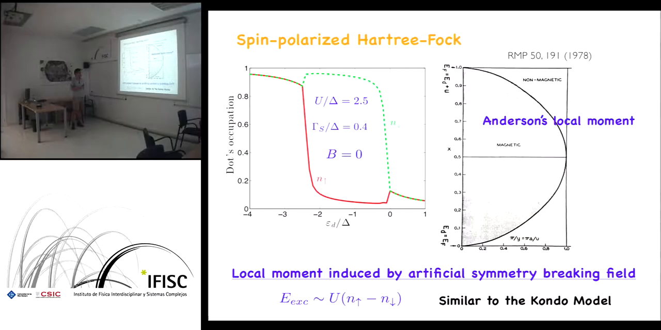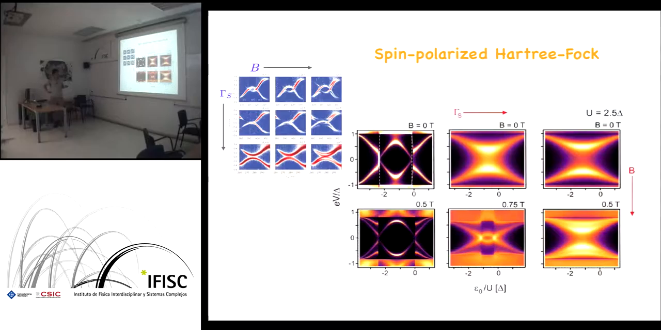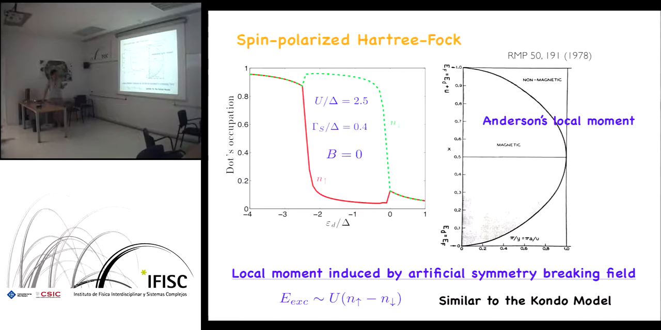But let us examine. There is one demerit of this spin polarized Hartree-Fock. When we calculate the occupation of the dot as a function of gate voltage, as you can see, the occupation of up electron is different from down electron, even when we don't apply any magnetic field. So there is an artificial symmetry breaking field. This artificial symmetry breaking field induces exchange interaction. So it is very similar to the Zeeman model. So we think Ramón's spin polarized Hartree-Fock approach described the experiment well.